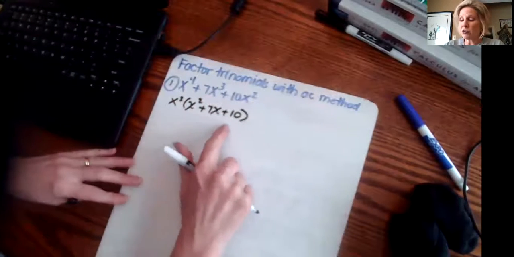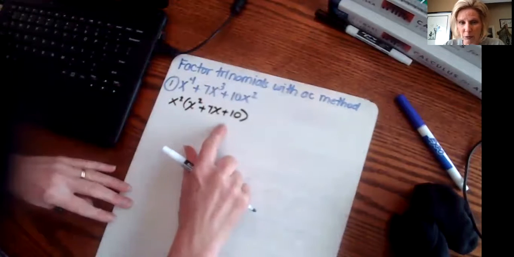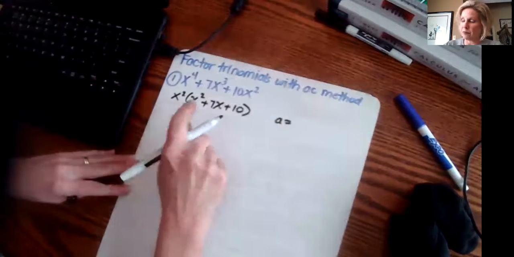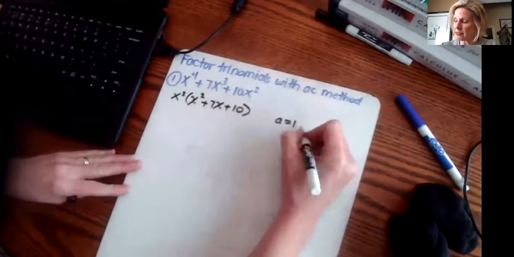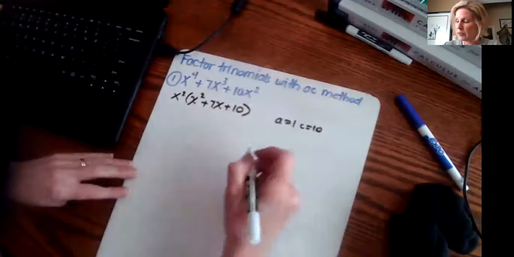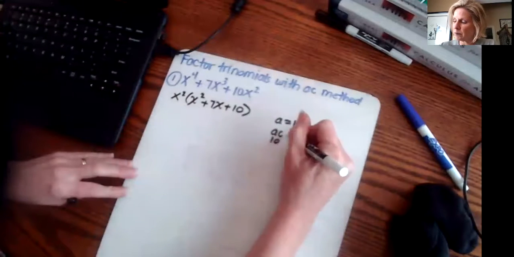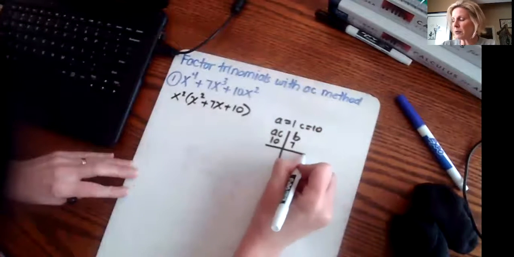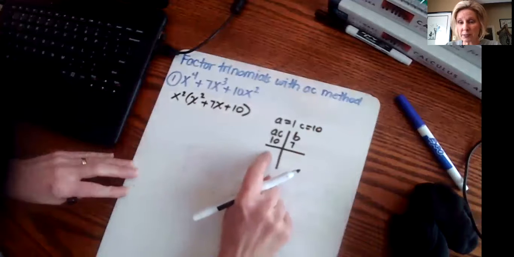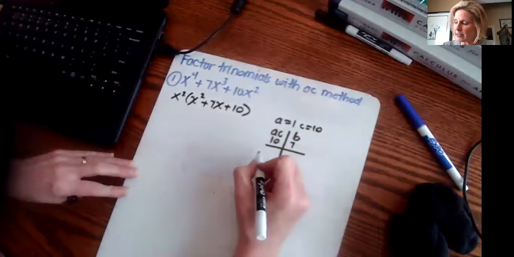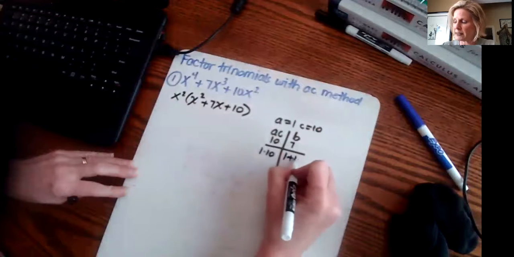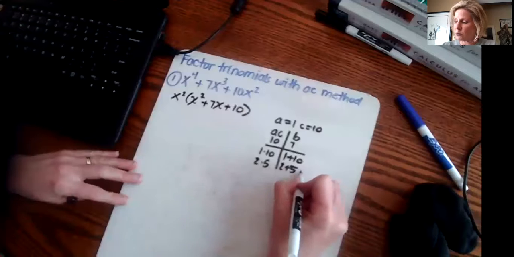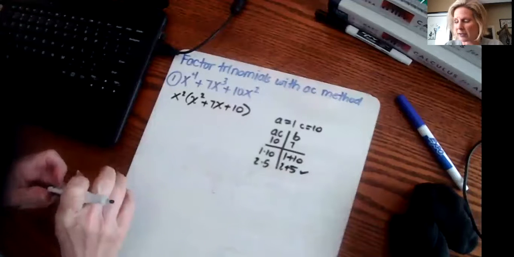This trinomial winds up being what you already know how to do. Remember, a in this problem is 1, in front of the x squared. C in this problem is 10, your regular constant term. So AC is 10, and your B value is 7. You're thinking about 2 numbers that multiply to positive 10 and add up to positive 7. I could say 1 times 10, but 1 plus 10 is 11, so that's not it. Or 2 times 5, where 2 plus 5 equals 7. That's it, and I bet you knew that from the get-go.